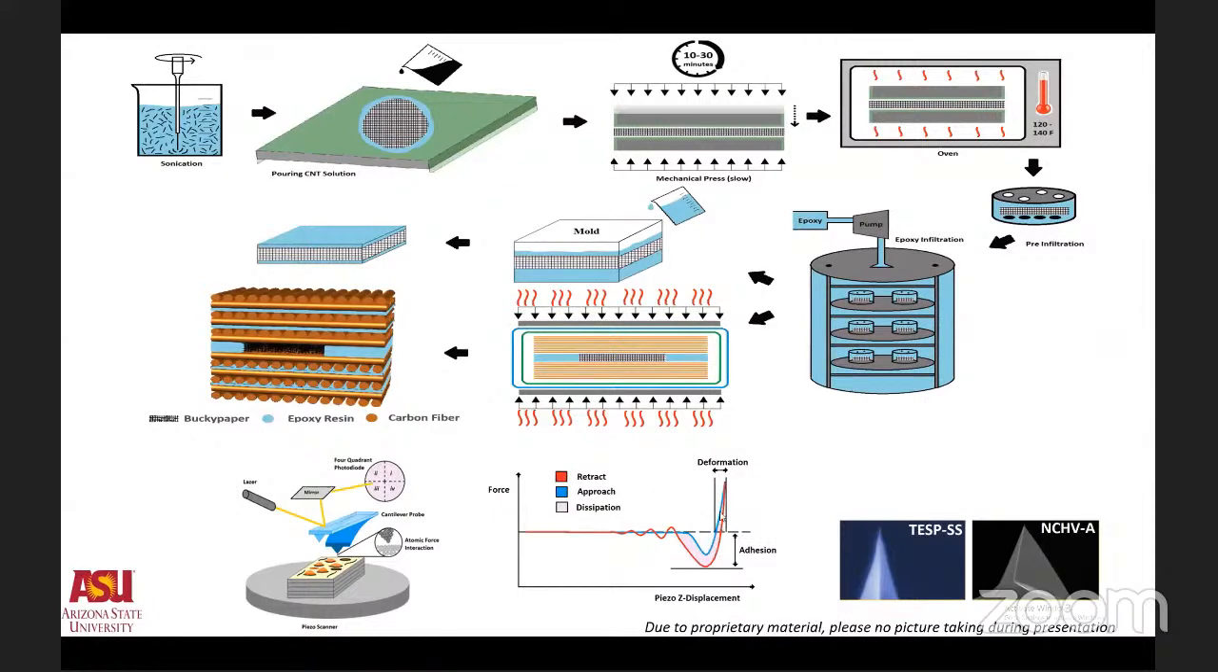The trace and retrace curve is analyzed through a contact mechanics model, since the features of this study fulfill the requirements of the DMT model. The DMT model was used for the analysis of the results. NCHVA, RTESPA-300 and RTESPA-500, and TESP-SS probes were used for this investigation.